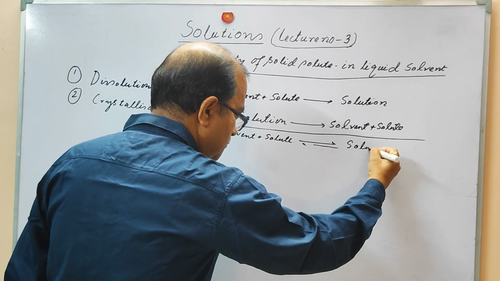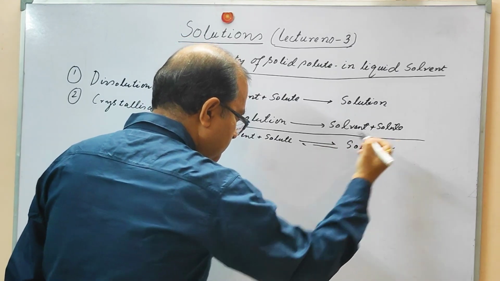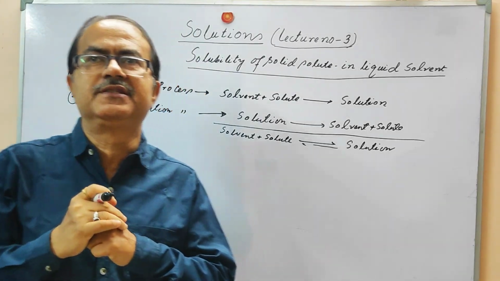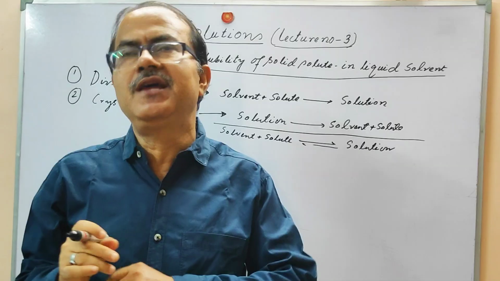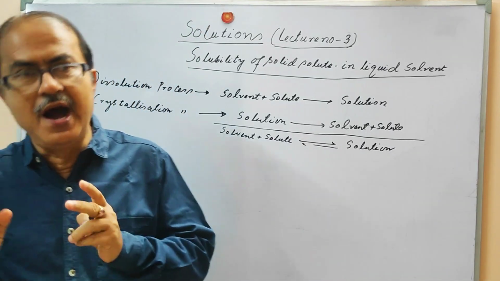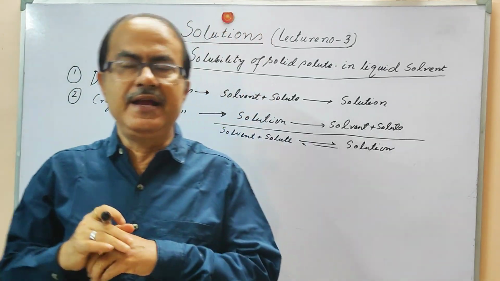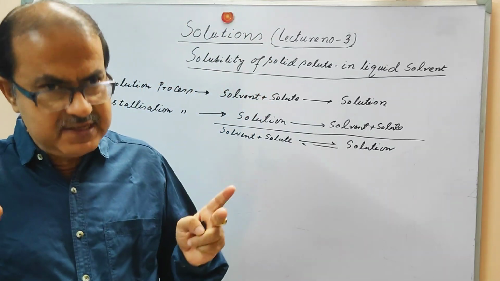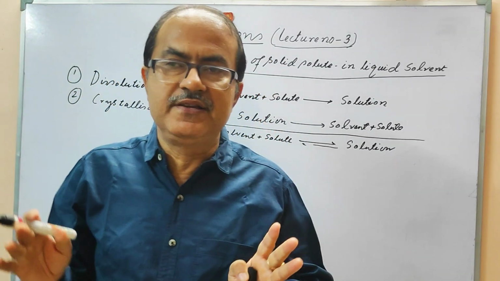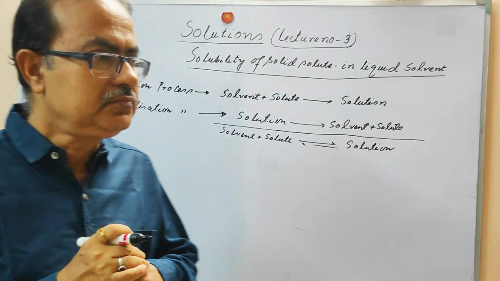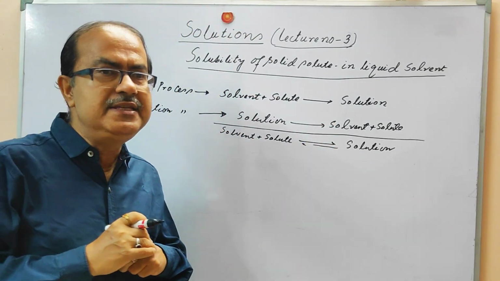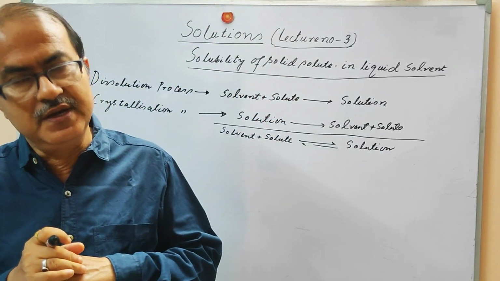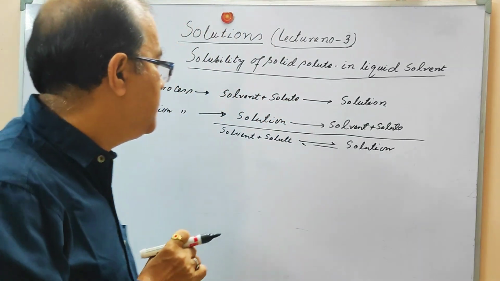Solution. So the solution preparation is composed of two processes: one is dissolution and the other is crystallization. And a time will come when we will find that the concentration of the solution has become constant, has become fixed. At that time, a dynamic equilibrium is established in the solution. Dynamic equilibrium. At this stage, what will happen?